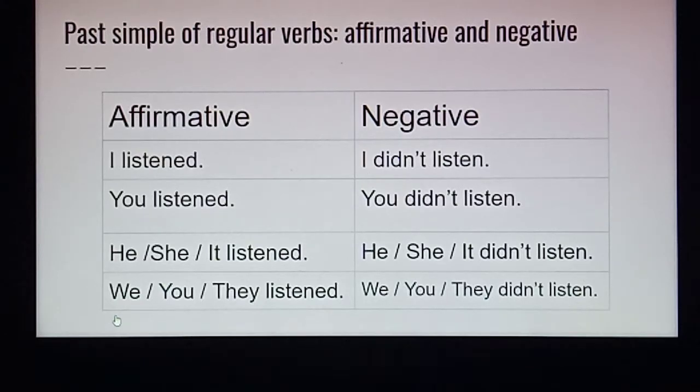Now let's go to the negative sentences. For the negative, we just need to use did not. It's going to be didn't as a contraction. I didn't listen. You didn't listen. He didn't listen. She didn't listen. It didn't listen. We didn't listen. You didn't listen. They didn't listen.